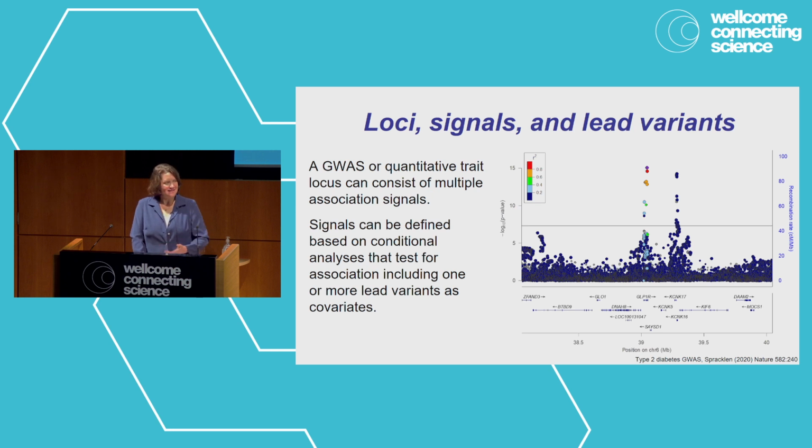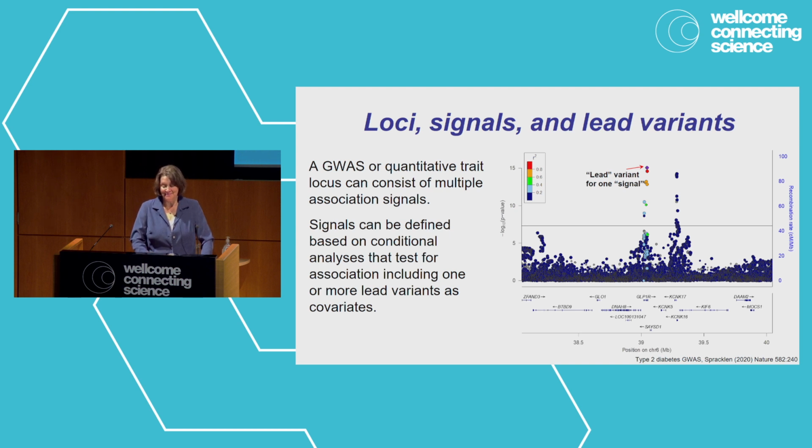So here in this example plot that's shown, we can look at the strongest associated variant in the region, call that a lead variant. The other variants that are located right near that, shown in colors, are often found in the same pattern across individuals. That's shown by this linkage disequilibrium coloring. That represents one signal.